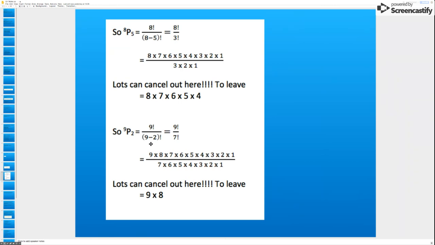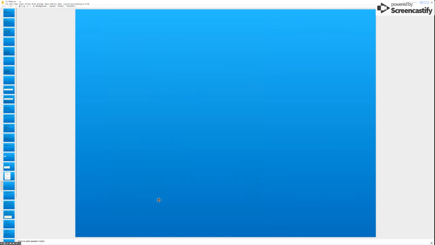9P2 is 9 factorial over 9 minus 2 factorial. So 9 factorial over 7 factorial. And again, I've written them out in longhand. And all this 7 times 6 times 5 times 4 can cancel out with all of that on the top, just to leave the 9 times 8. Hopefully that explains that factorial notation that Alan was using in the lecture.